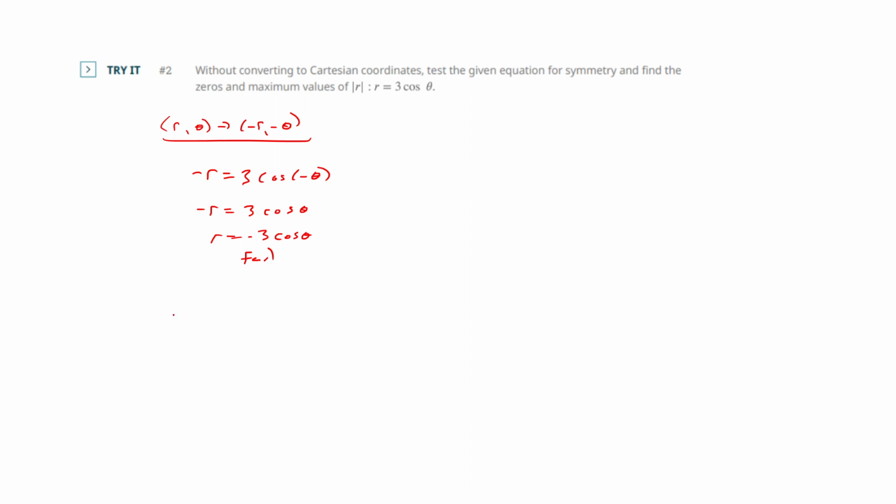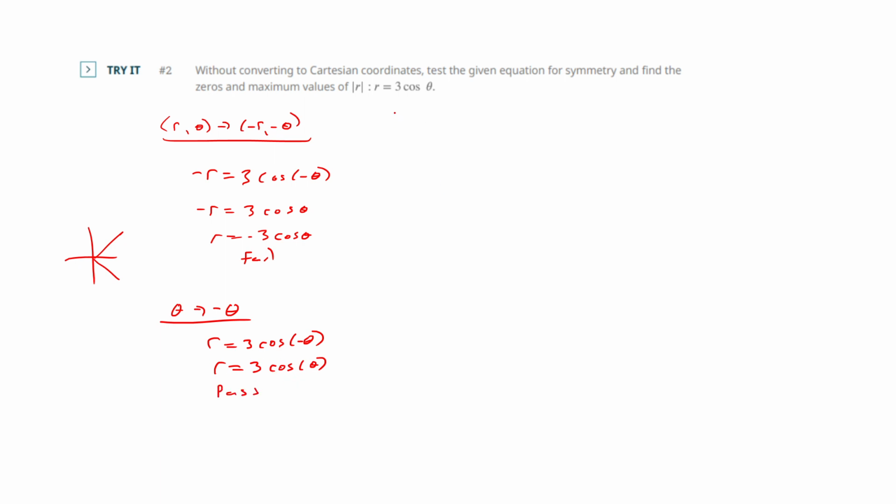Okay, let's try quadrant 2. No, I'm sorry. We're checking symmetry with respect to the x-axis. So we're going from theta to negative theta. We have this angle, and now it's moving us down. So we've got theta to negative theta. We're checking with respect to the x-axis. So I'm going to take 3 cosine and make it negative theta. And yeah, this is the same thing, because negative theta is the same thing. Okay, so I get the same thing. So we pass this test.